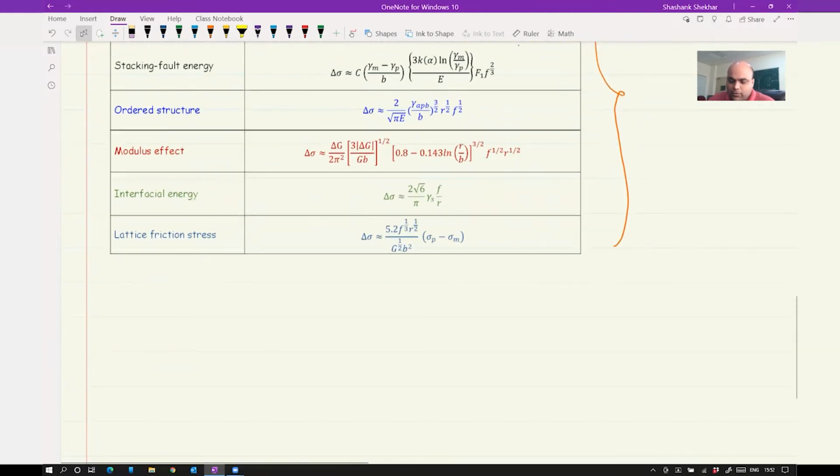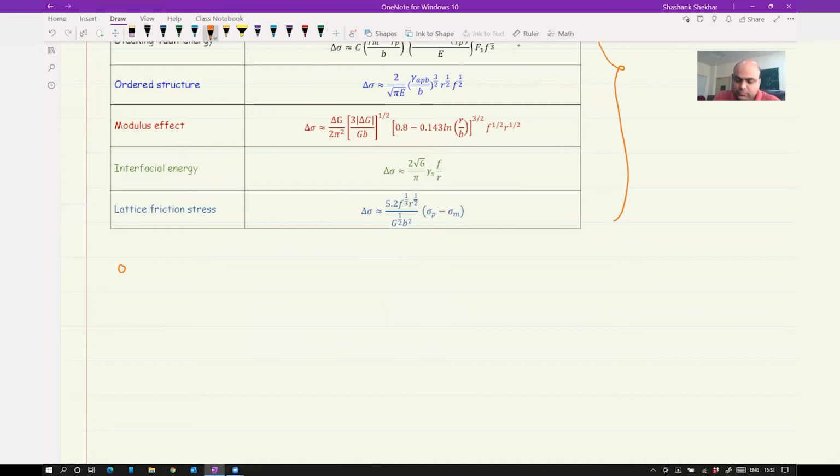Okay. So overall, cutting or shearing of the precipitates will be preferred when the precipitate is coherent and small in size. So the dislocation will try to cut the precipitate when it is smaller in size and the interface is coherent.